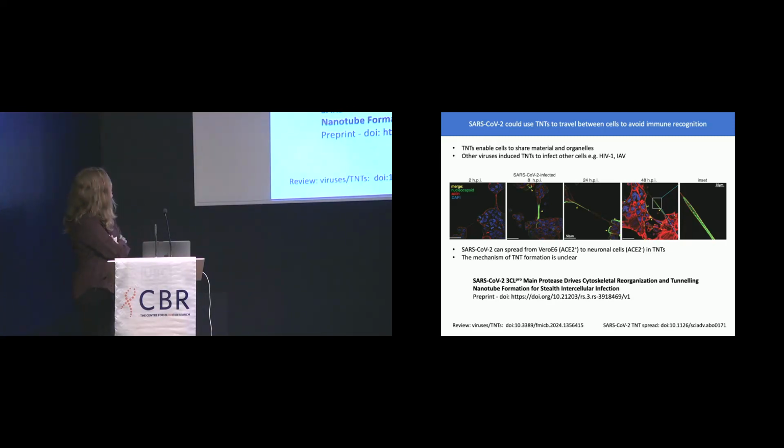Other viruses actually do induce tunneling nanotubes to promote infection because it's then much more efficient and immune protected. You can see on those stainings that we did a time course of infection with SARS-CoV-2, and we found there was nucleocapsid protein inside these tunneling nanotubes. Another publication came out showing that SARS-CoV-2 can be transmitted through tunneling nanotubes between cells that have the ACE2 receptor and cells that don't, for instance, neuronal cells.